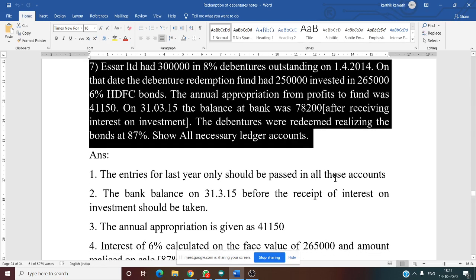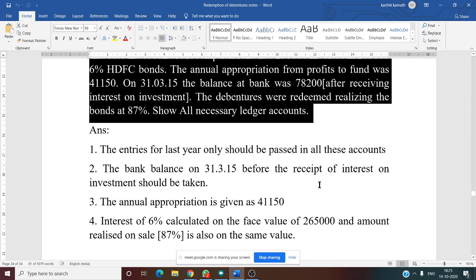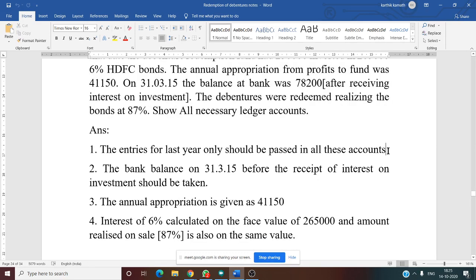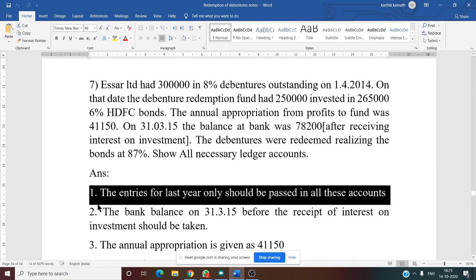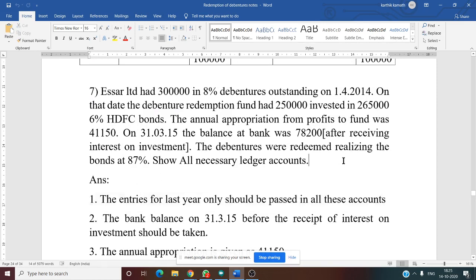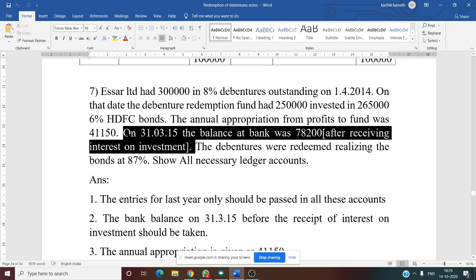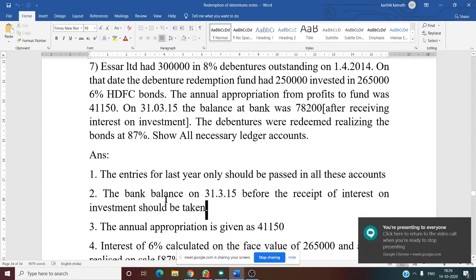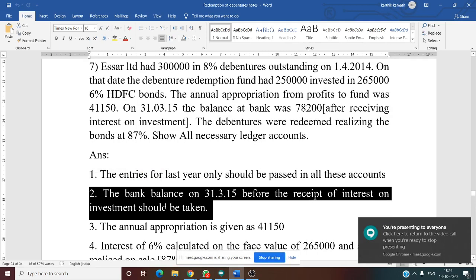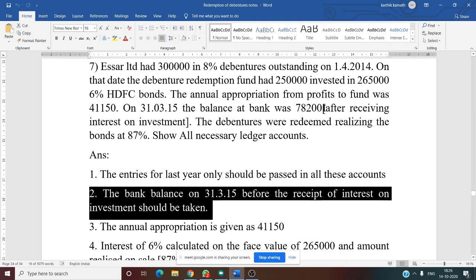Now if we see the answer part, there are certain notes given. Entries for last year only should be passed in all these accounts. Why last year only? Because the balance is given for 1/4/2014 and the bank balance is given at the year end, 31/3/2015. That means only one year's entry we need to pass in all the accounts. Next, the bank balance on 31/3/2015 before the receipt of interest on investment should be taken. That's what I told: 78,200 minus last year interest you need to write in the bank account as balance brought forward.